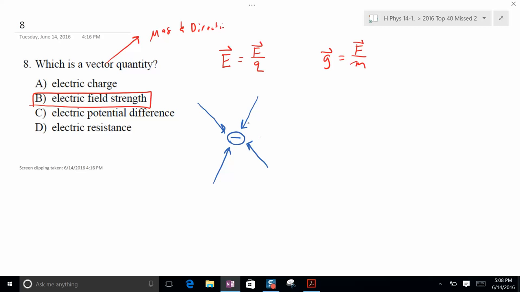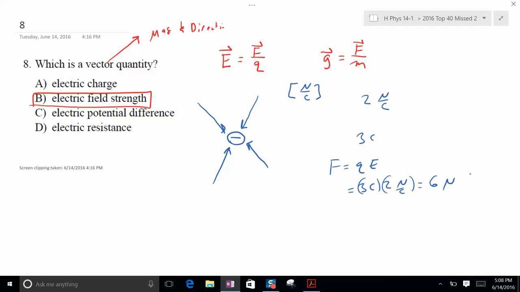Notice these field lines are closer the closer you get to the charge, reflecting the stronger force. Now, if you knew the electric field value there, which, by the way, has units of newtons per coulomb, and let's say that electric field had a value of 2 newtons per coulomb, and I placed 3 coulombs there, I then know F equals QE. That force would be 3 coulombs times 2 newtons per coulomb, which would be 6 newtons.